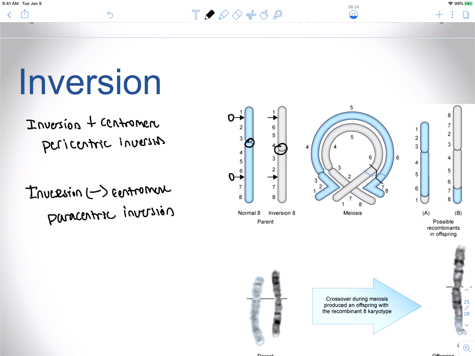So the carriers typically have no phenotype. However, this can interfere with meiosis. And so these loops typically form during meiosis, and they can lead to duplications and deletions of regions of genes as well.